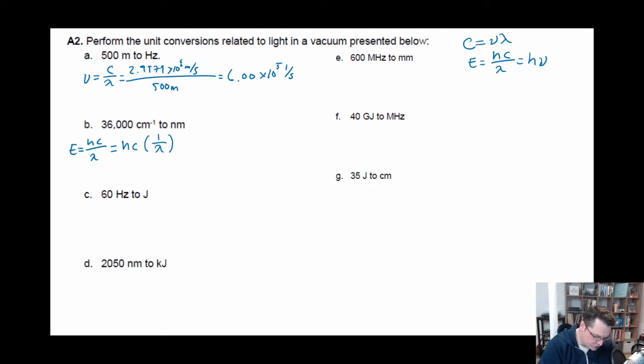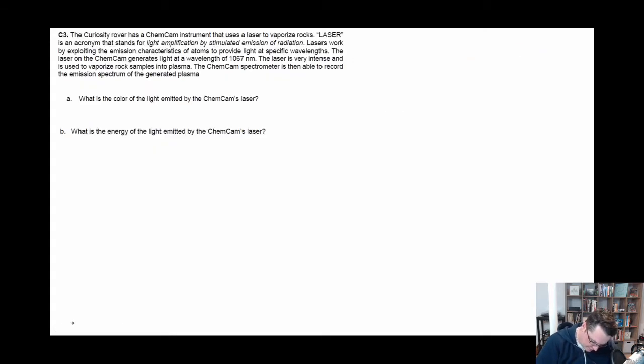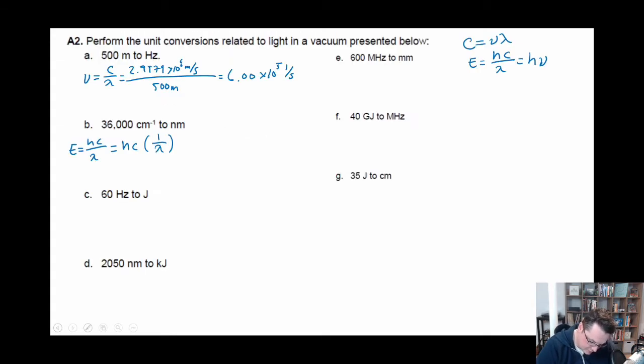So the only way that you really have to approach this is that if you do this right here and you plug in 36,000 wave numbers into hc, you'll get an energy, and then you can go back again and convert it out. So if you have this value right here as 36,000 wave numbers, that's going to be 1 over lambda. All you have to do is simply flip that over. So 1 over lambda can be converted into lambda.